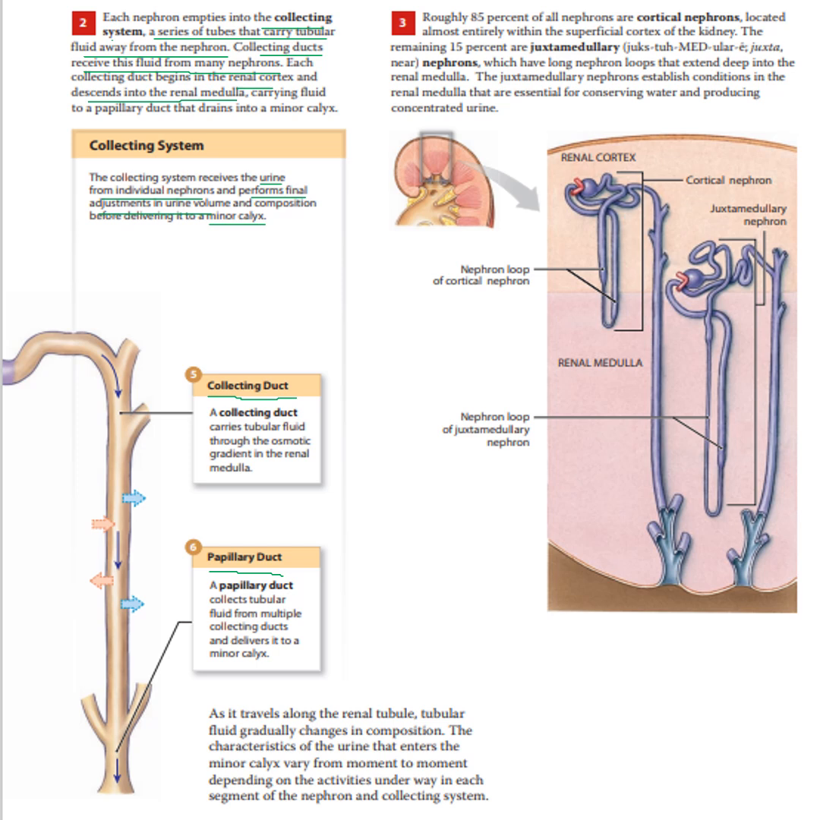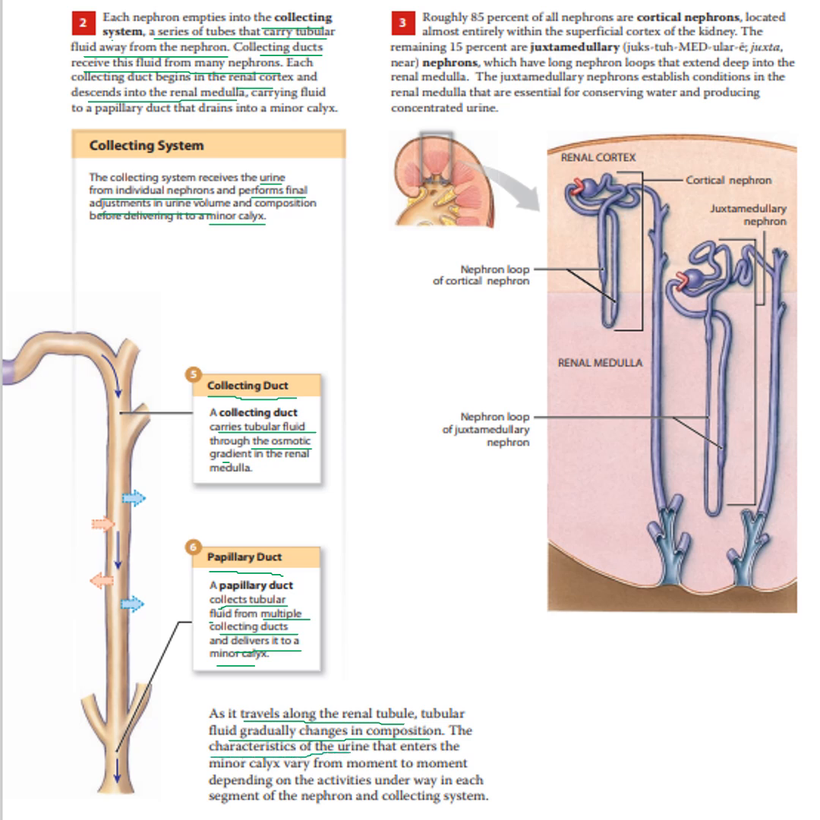The collecting duct carries tubular fluid through the osmotic gradient in the renal medulla. The papillary duct collects tubular fluid from multiple collecting ducts and delivers it to the minor calyx. As it travels along the renal tubule, the tubular fluid gradually changes in composition.